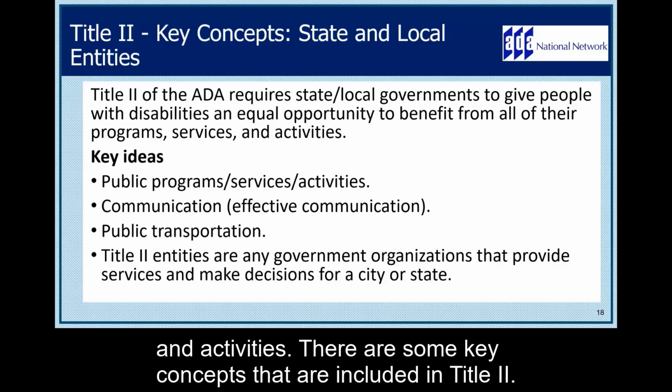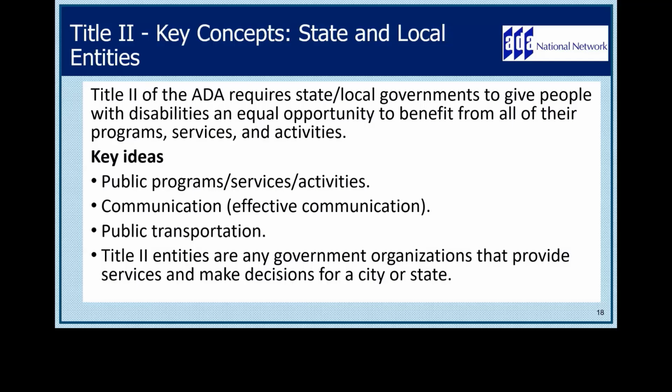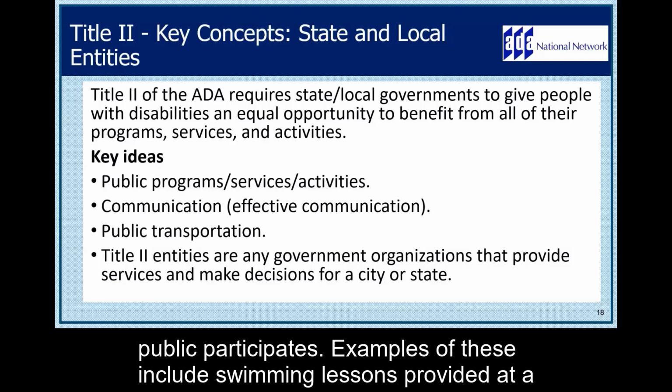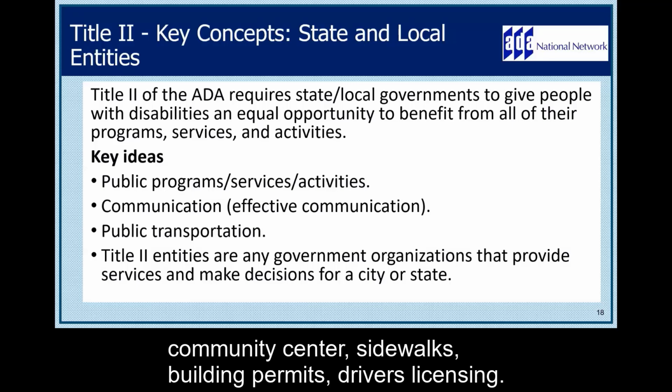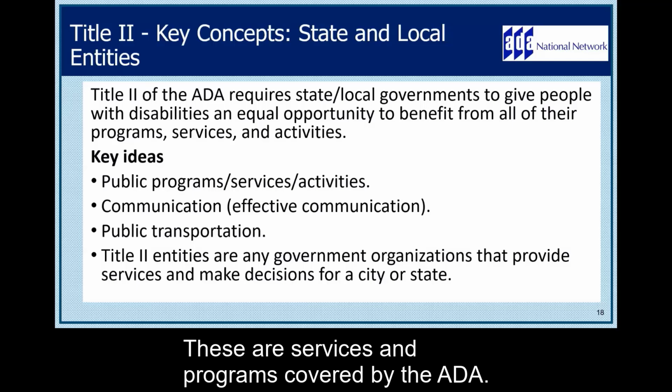There are some key concepts that are included in Title II. So the first one is public programs and services. These are activities, spaces, or events sponsored by governments in which the public participates. Examples of these include swimming lessons provided at a community center, sidewalks, building permits, driver's licensing. These are services and programs covered by the ADA.